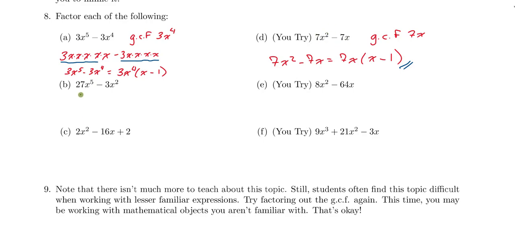Okay, let me do another one. Let's look at this expression right here. In this case, our greatest common factor would be, both of these have factors of 3, and both of them have factors of x squared. And so we could rewrite this. We could say that 27x to the fifth minus 3x squared is equal to 3x squared times 9x cubed minus 1. And you should notice if you were to distribute this back through, you'd get back to the line above it.